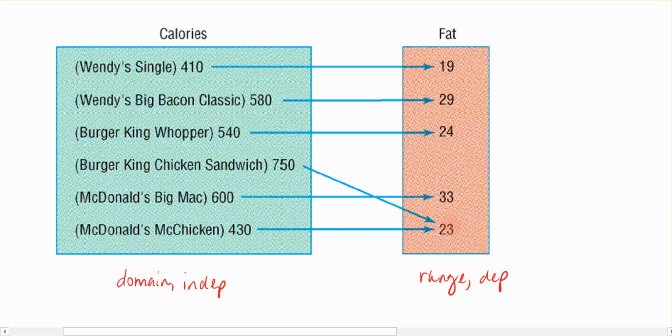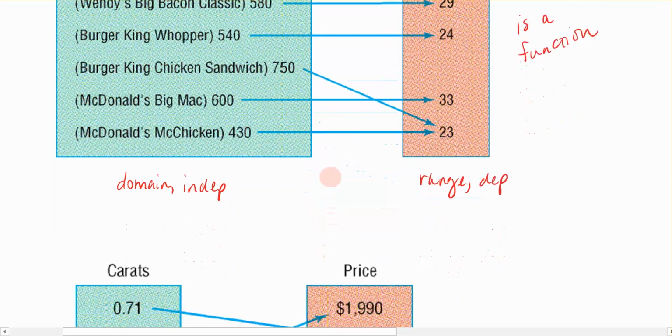Because there is exactly one y for each x, that defines this as a function. So this is a function. The best way I like to think about it is if I have an input, do I know what my output is going to be? And yes, in this case I did.